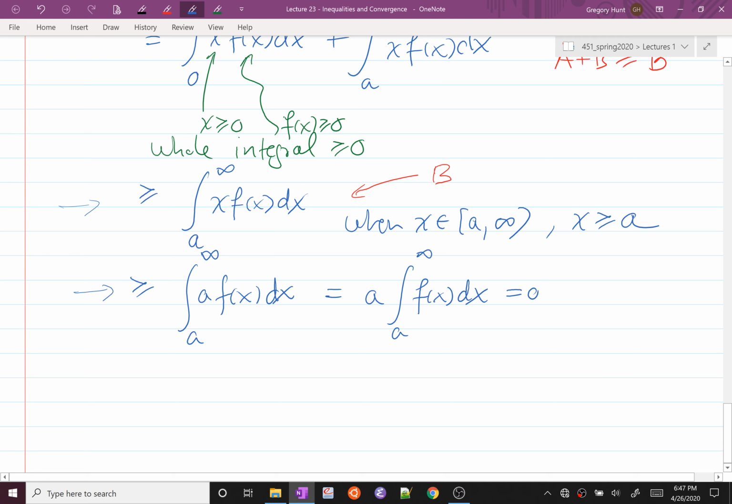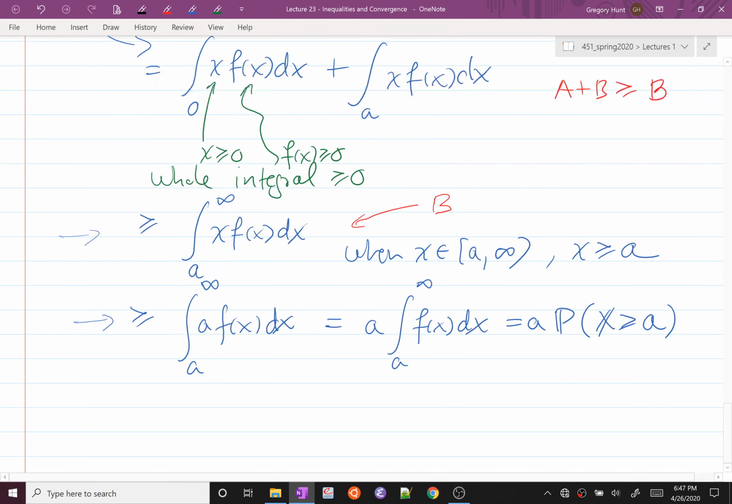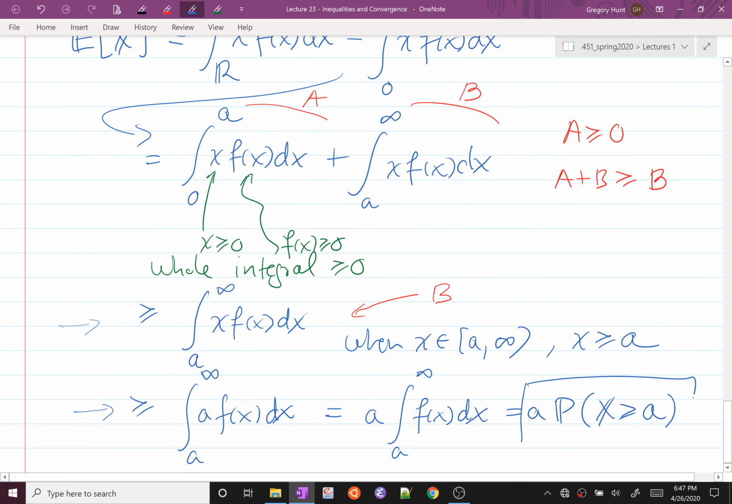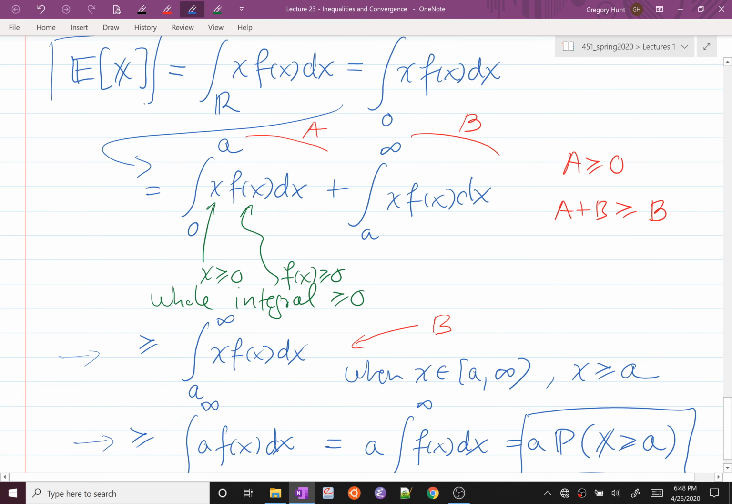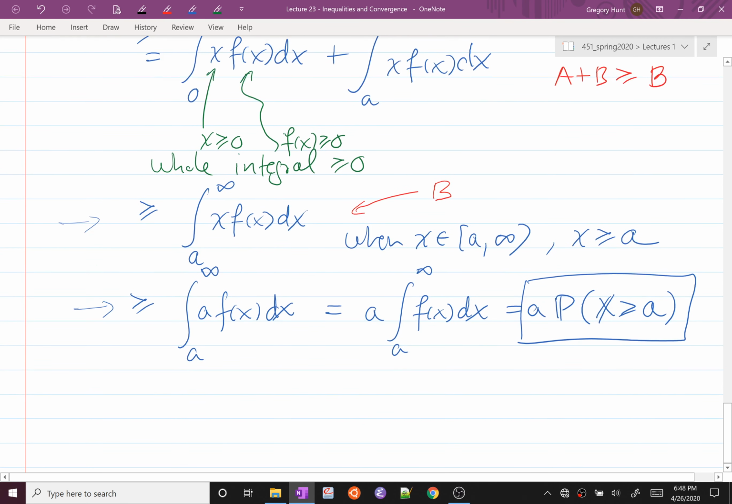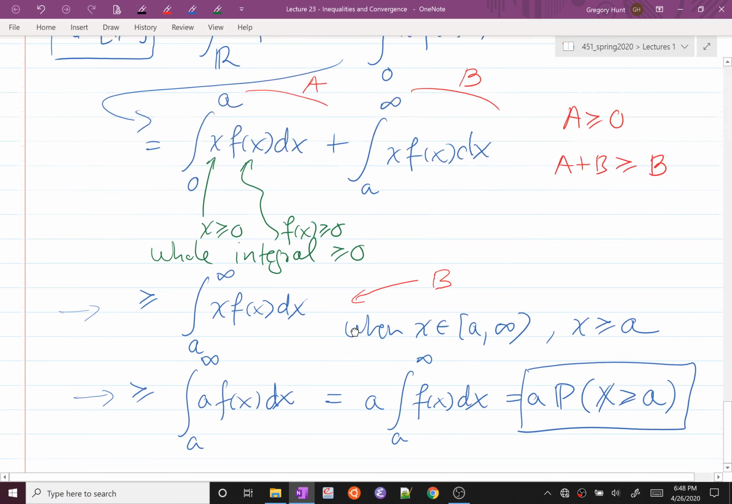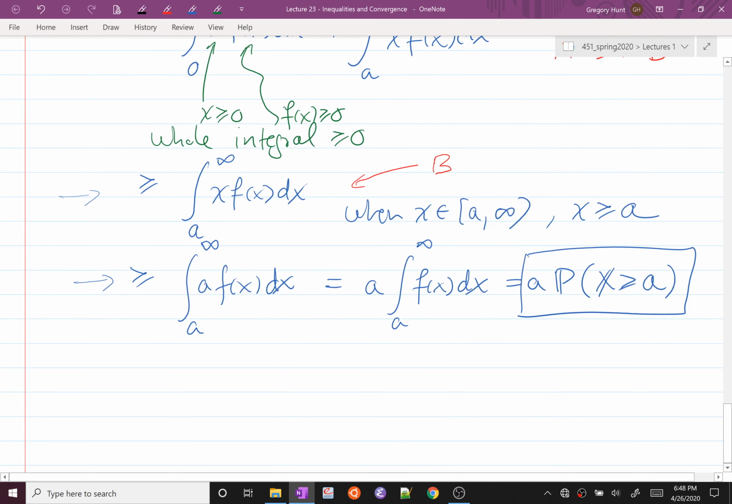And this is a times our probability that x is bigger than a, or bigger than or equal to, let's say. Doesn't matter if we continue this. And so if we look at our chain here, we have a times probability x is bigger than a, and we have expected value of x. And so our statement, if you follow the chain of equal signs and inequality signs, says that expected value of x is bigger than or equal to a times the probability that x is bigger than or equal to a.